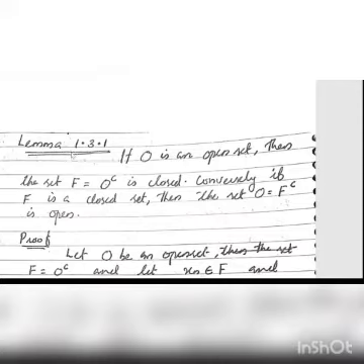Here's the lemma 1.3.1. If O is an open set, then the set F equal to the complement of O is closed. Conversely, if F is a closed set, then the set O equal to the complement of F is open. This we are repeatedly using in our topology classes, but we haven't proved it. It is very easy to prove. The proof is like this.